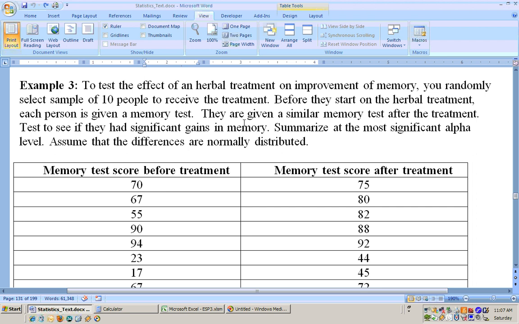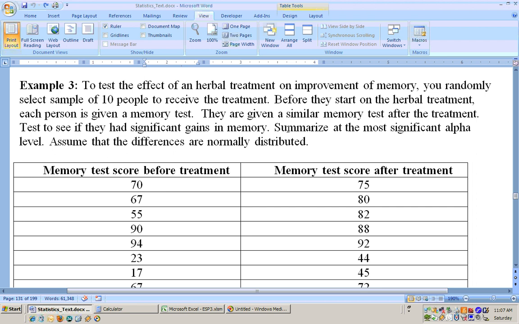They are given a similar memory test after the treatment. Here's the same 10 people after they took some herbal treatment for several weeks. And it says, test to see if they had significant gains in memory, at the most significant alpha level. Assume the differences are normally distributed. We have to assume they're normally distributed because we have a small sample size.